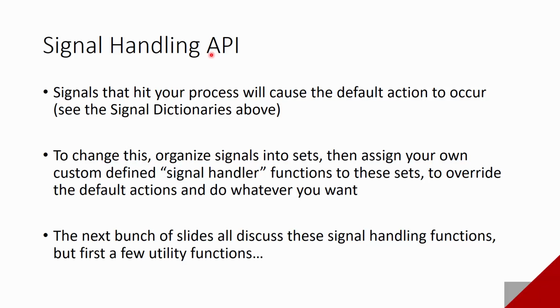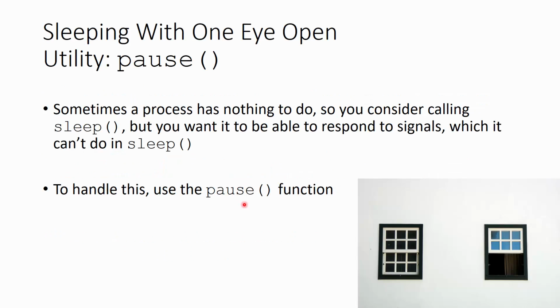So in order to modify that default action, we're going to organize all the signals that could arrive into sets. And when we have a set of these signals organized, we can assign whatever our own custom-defined signal handler is to that set, and that'll allow us to override the default action. Before we can talk about that, let's look at a few utility functions that enable this all to work.